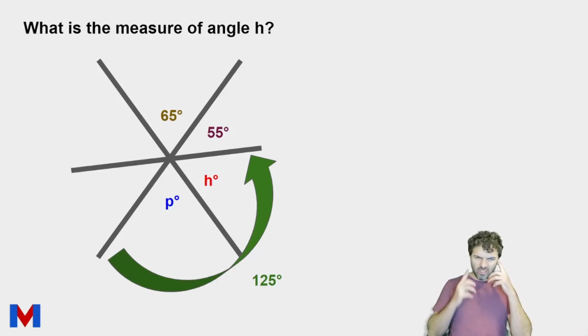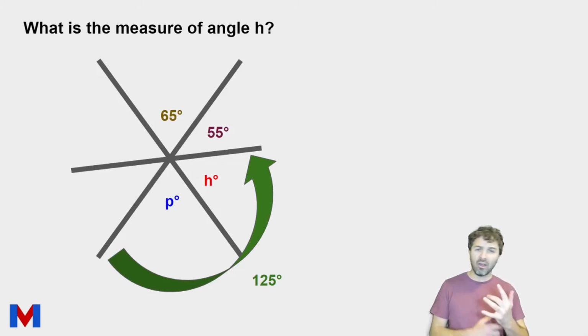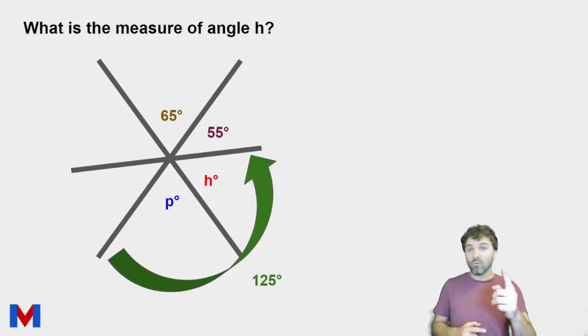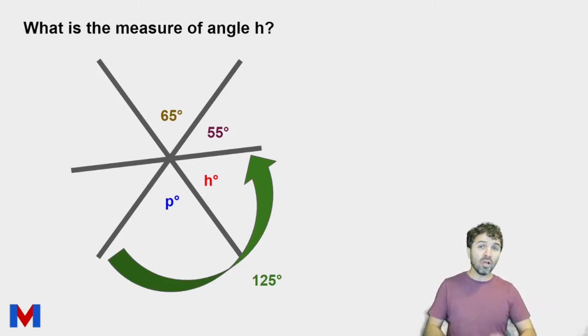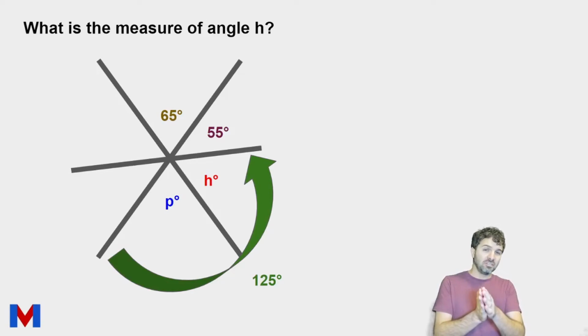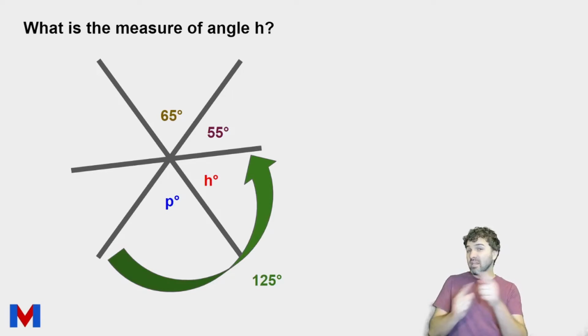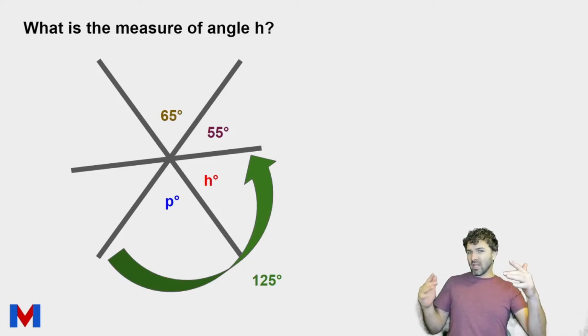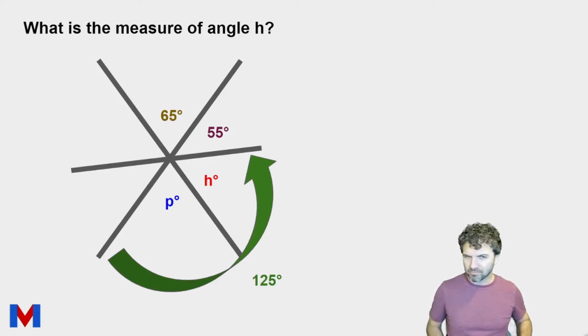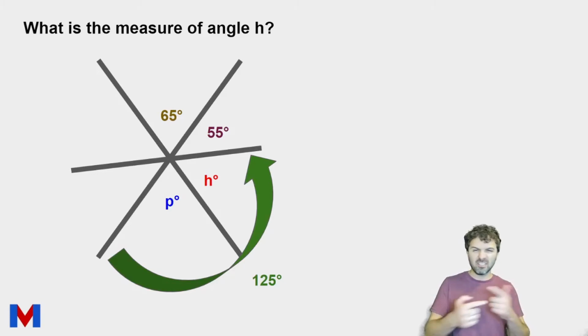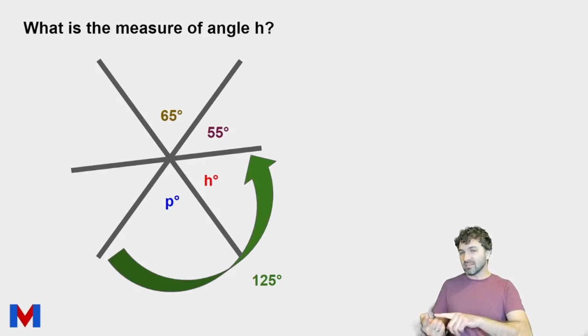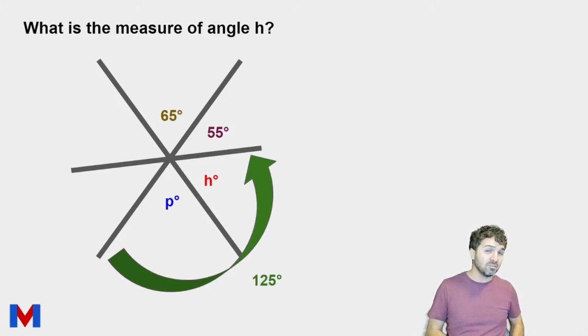Whoa, there's a lot of craziness going on here. There are actually a lot of ways that we can figure out what H is. However, we're focusing on using vertical and adjacent angles to solve some problems here. So, let's use those. If we look at where H is, you may notice that P and H form a bigger angle that's called 125 degrees. That means P and H are adjacent angles. So we can figure out what P is, then we can figure out what H is.